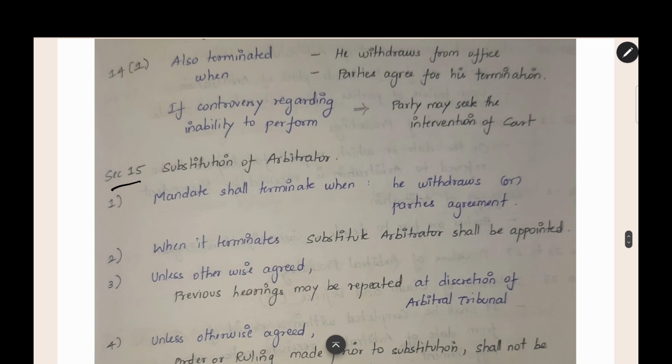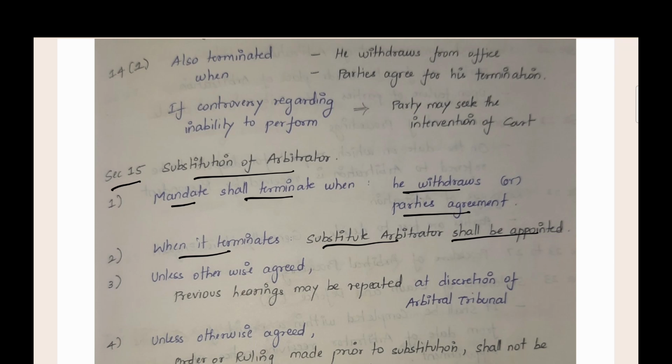Now, section 15, substitution of arbitrator. The mandate shall terminate when he withdraws or by the parties' agreement. Same like that. When it terminates, a substitute arbitrator shall be appointed. When an arbitrator is removed or the mandate or office is terminated, a substitute arbitrator will be appointed. Unless otherwise agreed, previous hearings may be repeated at the discretion of the arbitral tribunal.